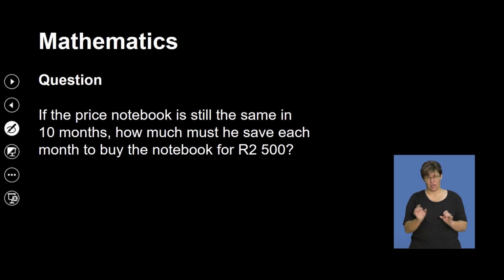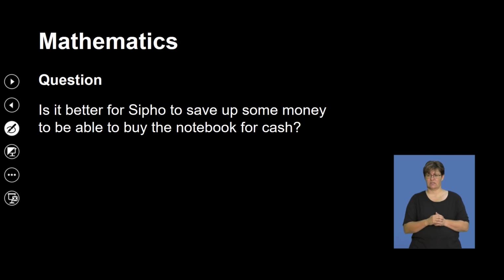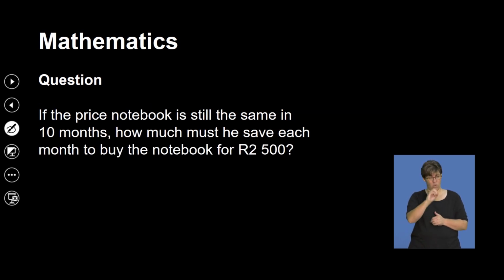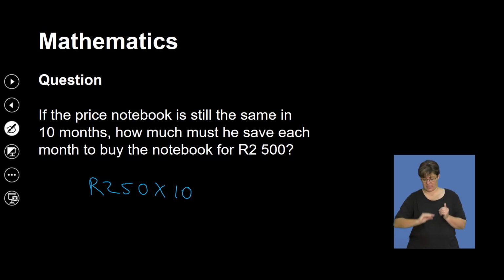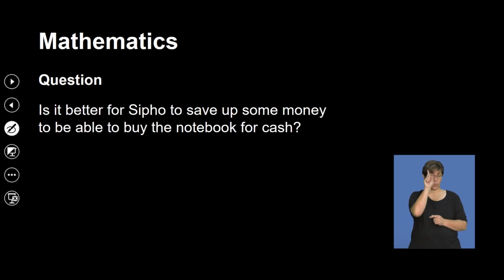So clearly we know that if he has 250 each and every month, he can just multiply that by 10. It will definitely get him there, right? So Sipho will actually just need to take the 250 rands multiplied by 10. So each and every month he must put away 250, and this will yield him the 2,500, which is how much the notebook costs. Remember, our big question again is still, is it better for him to save up money to be able to buy this thing for cash?